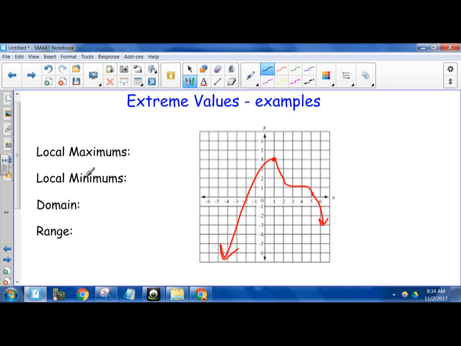So let's start with local maximum. We scan the function here, and we've got a point right up here. This is a local maximum. It is the top of a mountain, all set. So this guy is (1, 4), a local maximum.